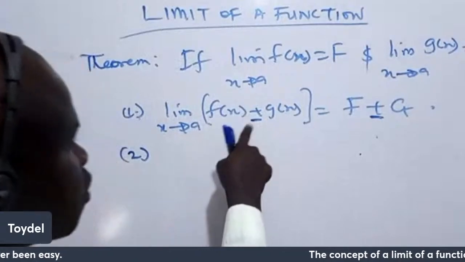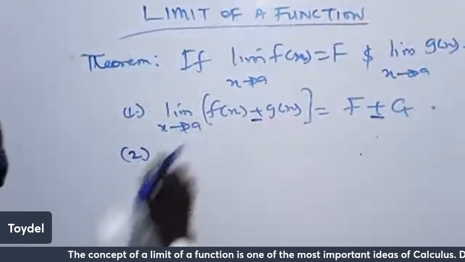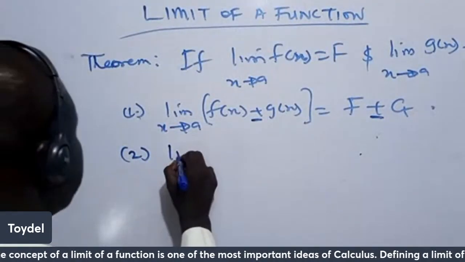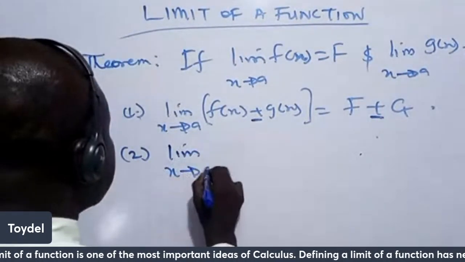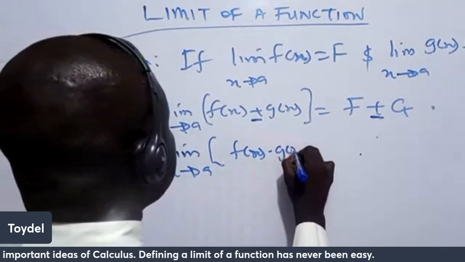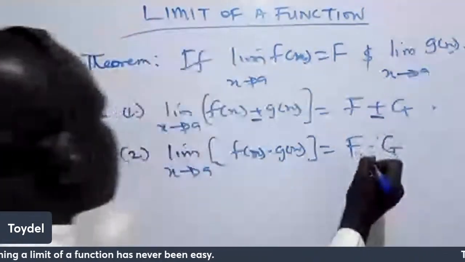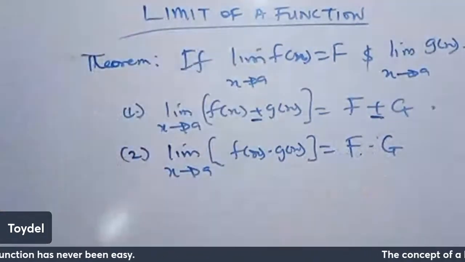So it's plus or minus. If it's plus or minus, we are going to get what we have on the board. Then the third one: when we have the limit as x tends to a of f(x) multiplied by g(x), this will just give us F times G. Of course, dots connote multiplication.